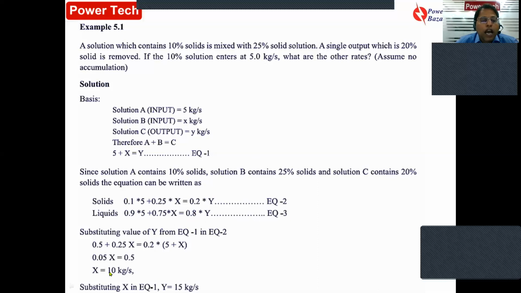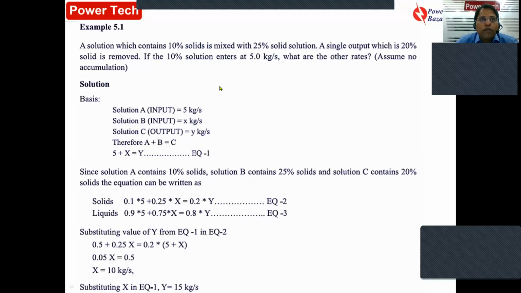By solving, I got x equal to 10 kg per second, and by putting x into either equation, I got y equal to 15 kg per second. So if the 10% solution A enters at 5 kg per second, the other rates will be: solution B input rate will be 10 kg per second, and output C yield rate will be 15 kg per second. It is very simple.